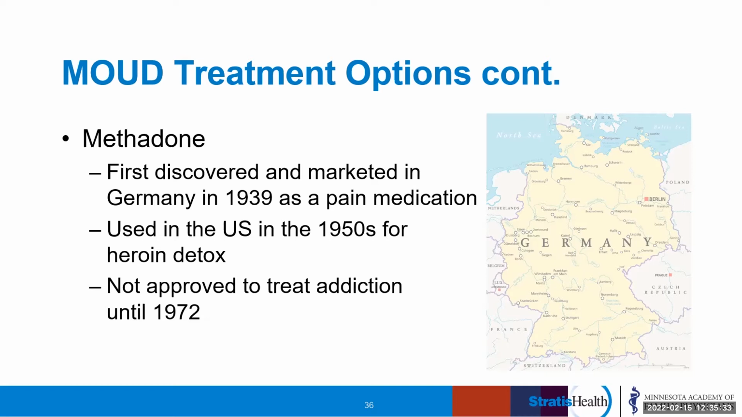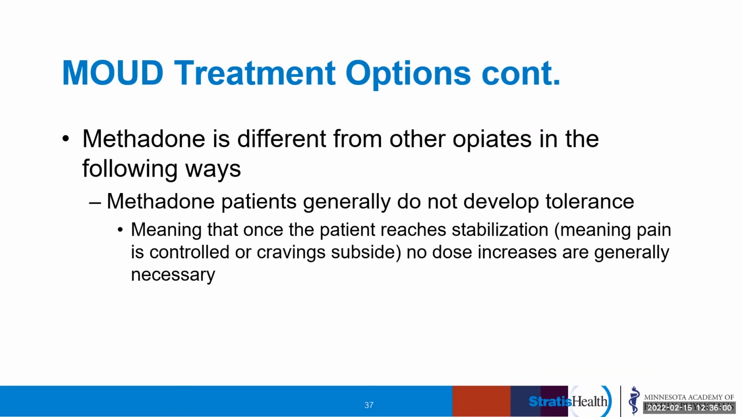It was used in the US in the 50s again, and there was some work done at the narcotic clinics, the narcotic farms, looking at this for heroin detox and eventually heroin treatment. But this was not approved for addiction, again, remember, until 1972. So keep in mind that it was used a bit off-label and probably a little bit off to the side during the 50s, and it could only be used for detox historically until that time.